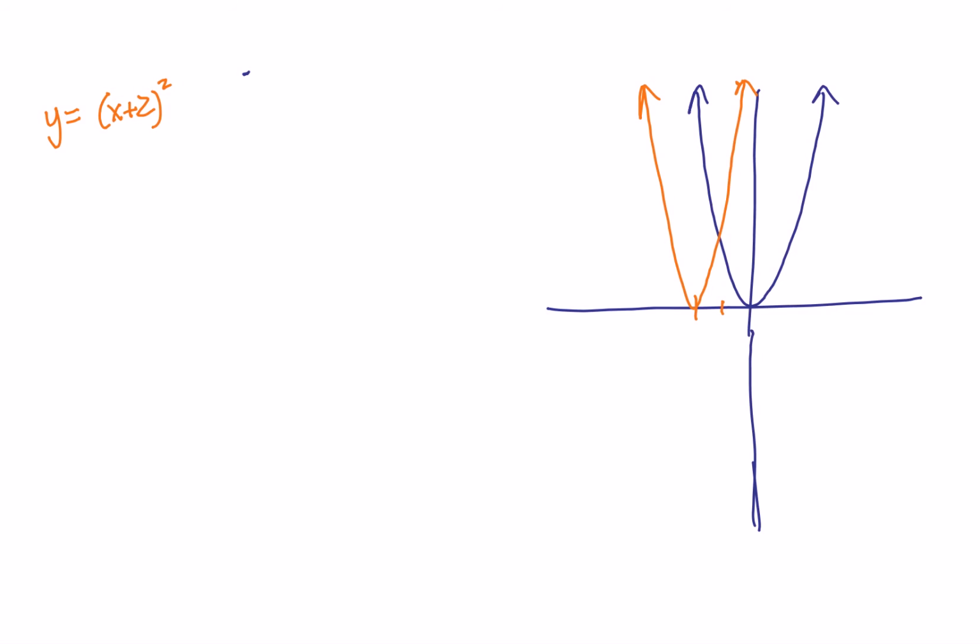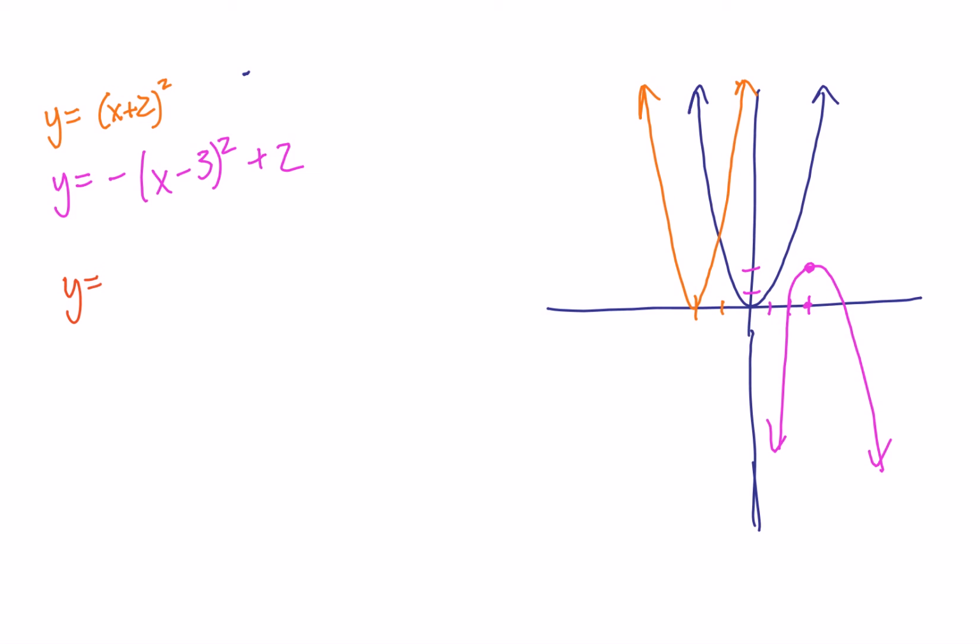So let's try a different one. Here, I'll do a different color for this one. So let's try y equals negative (x minus 3) squared plus 2. So remember the negative is going to make it go upside down. The minus 3 is going to move our vertex 3 to the right. And the 2 is going to go 2 up. So our vertex would go over 3, up 2, and the negative is going to make it go upside down. So it would look something like that. Let's try a couple more.